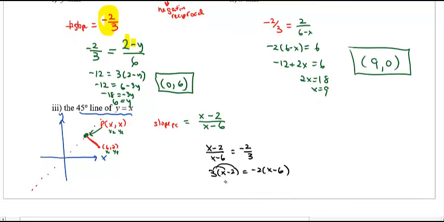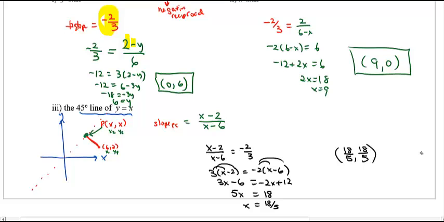Here we go. 3x minus 6, negative 2x plus 12, 5x equals 18. This is all that algebra you did in chapter 6 of Math 9. And x equals 18 over 5. So the coordinate of the point P in this case, if we're looking at a point on the line y equals x, is actually 18 over 5, comma 18 over 5. And that's it for this one.